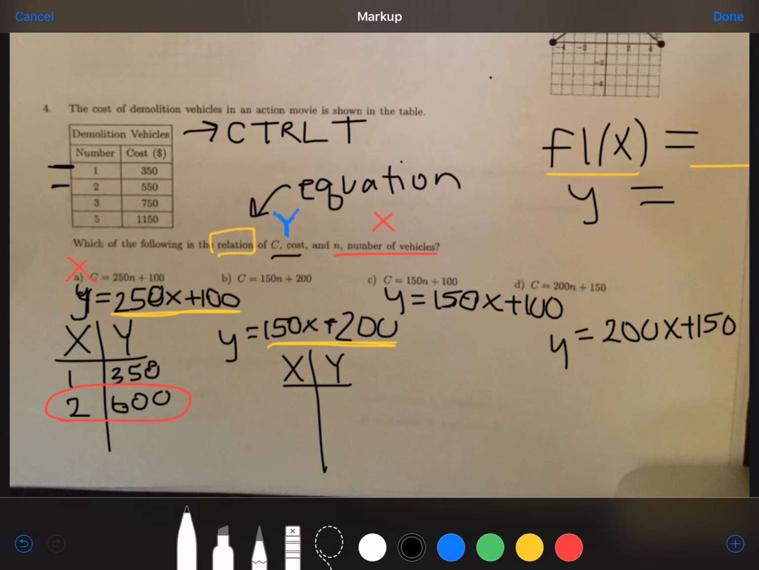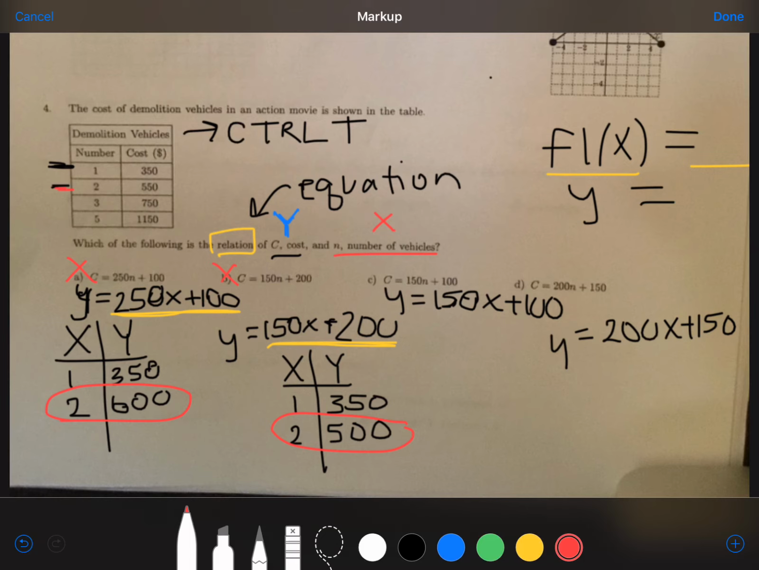So once again, we're going to check. The first point that I see is 350. Does it match the table up here? Yes. The next point that I see is 500. Does this match the point that we see on our table? Absolutely not. It's supposed to be 550. So circle that point, and I want you to cross out B. That's why we're not going to pick the second answer choice, B.